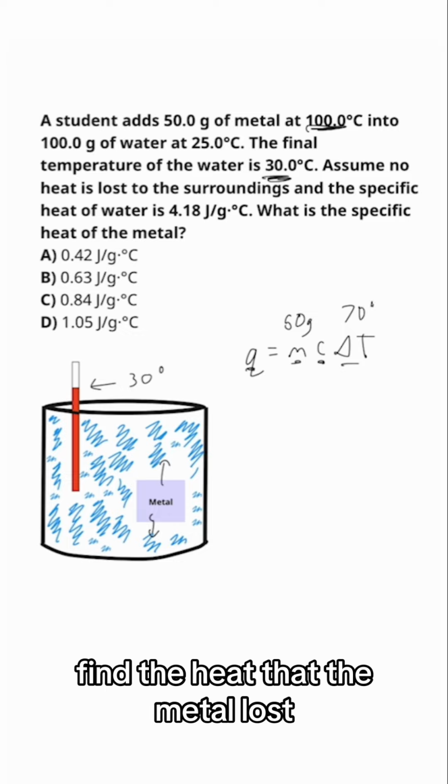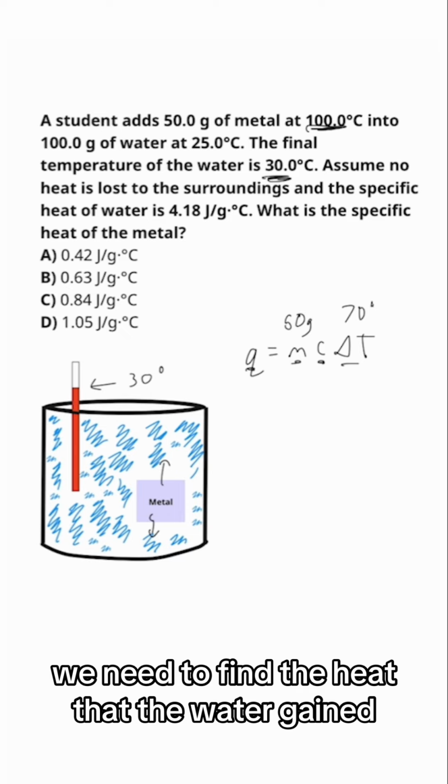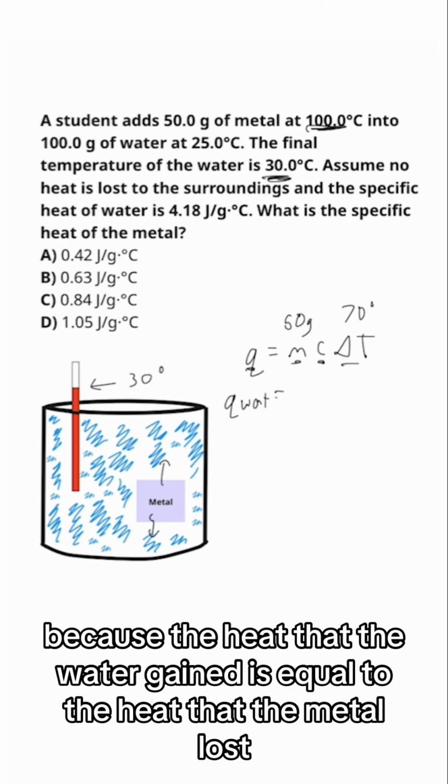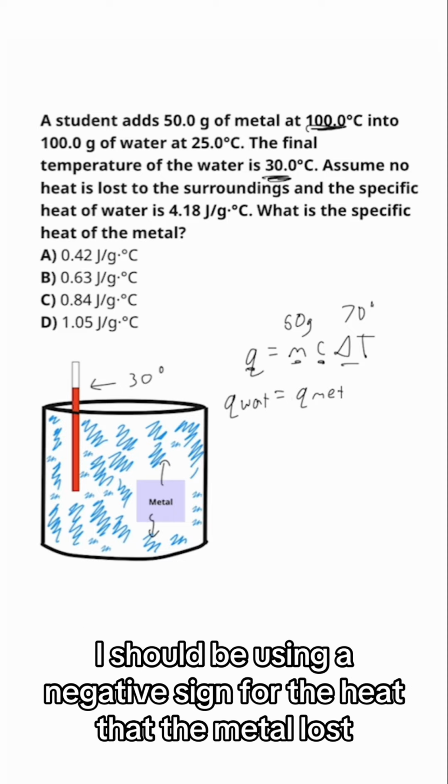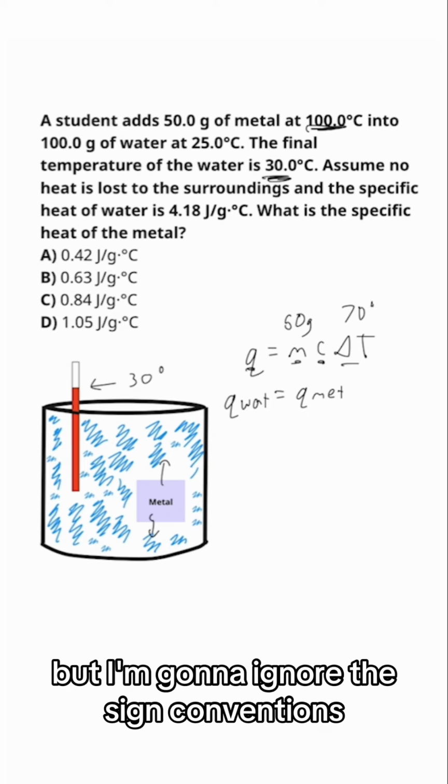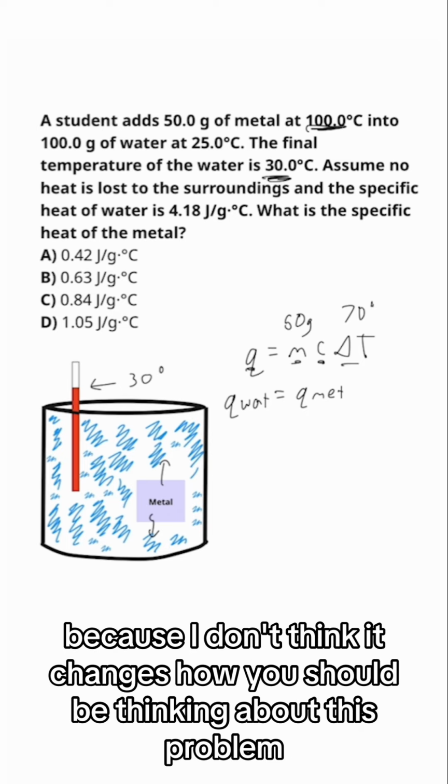To find the heat that the metal lost, we need to find the heat that the water gained, because the heat that the water gained is equal to the heat that the metal lost. And technically, I should be using a negative sign for the heat that the metal lost, but I'm going to ignore the sign conventions because I don't think it changes how you should be thinking about this problem.